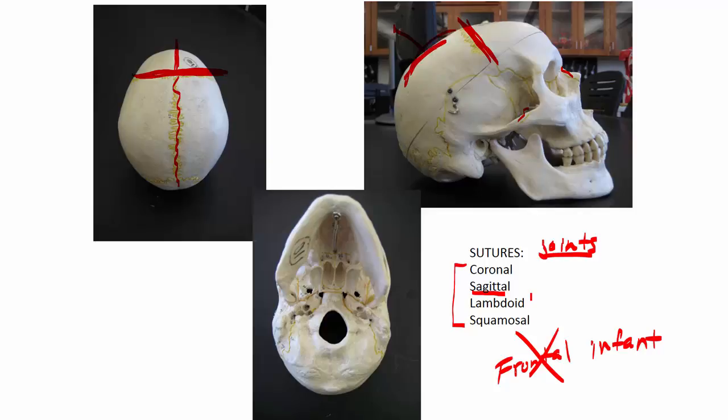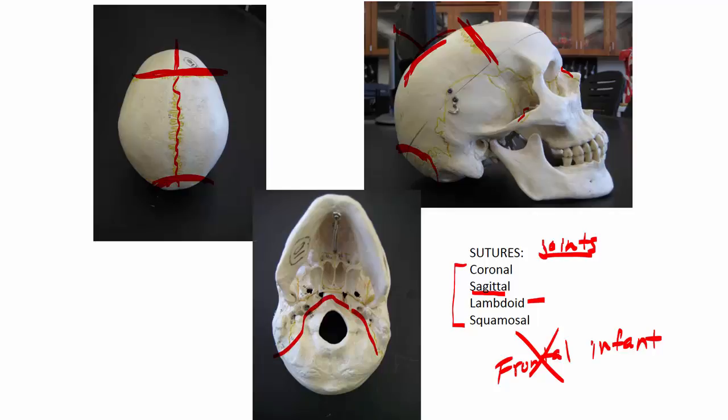Your lambdoid suture is on the back, and so it's going to be this back suture here. Okay, so you can sort of see it a little bit right here. Again, look in your textbook and you'll also see it. The lambdoid suture goes all the way around and comes around all the way down around the bottom. Okay, so that's your lambdoid suture.